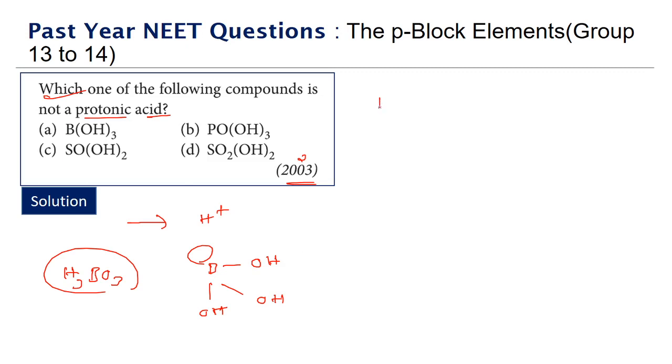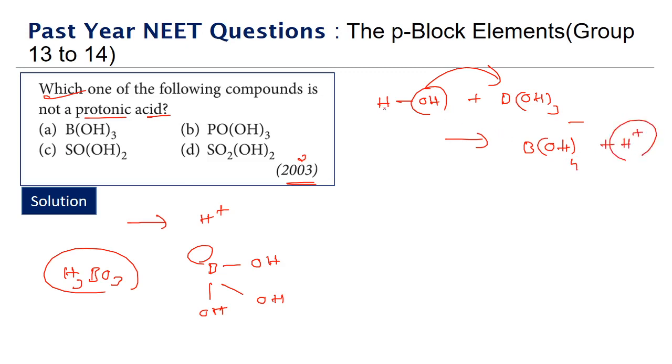If it is reacting with water, the boric acid can combine with OH minus, because water will give OH minus, and OH minus has a lone pair of electrons, so it will combine with B(OH)3 to form B(OH)4 minus. That's how it will be able to release H plus when it is in water. But as such, the acid is not going to release H plus from its molecule. So the one that is not a protonic acid is B(OH)3.